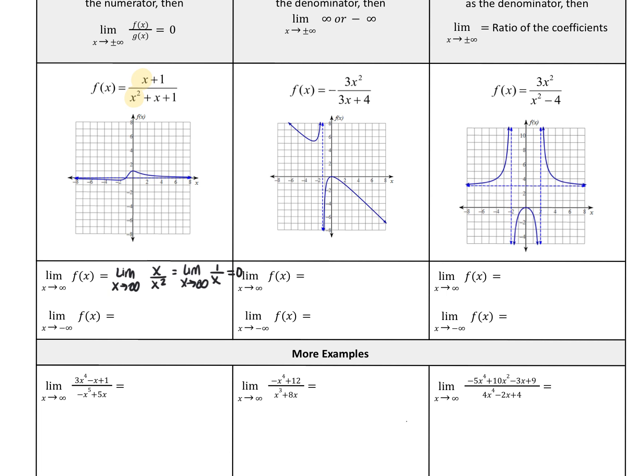So same thing on this side. We can say the limit as x approaches negative infinity of x over x squared can still simplify to 1 over x. That limit is also 0.